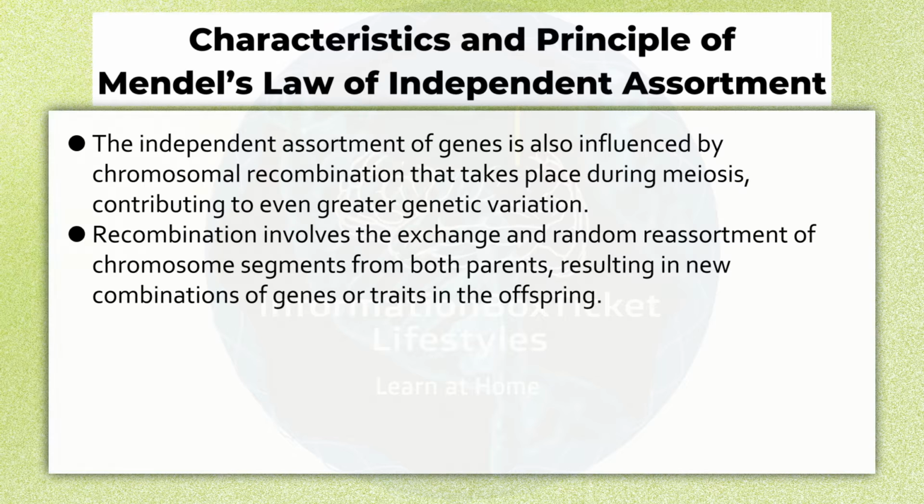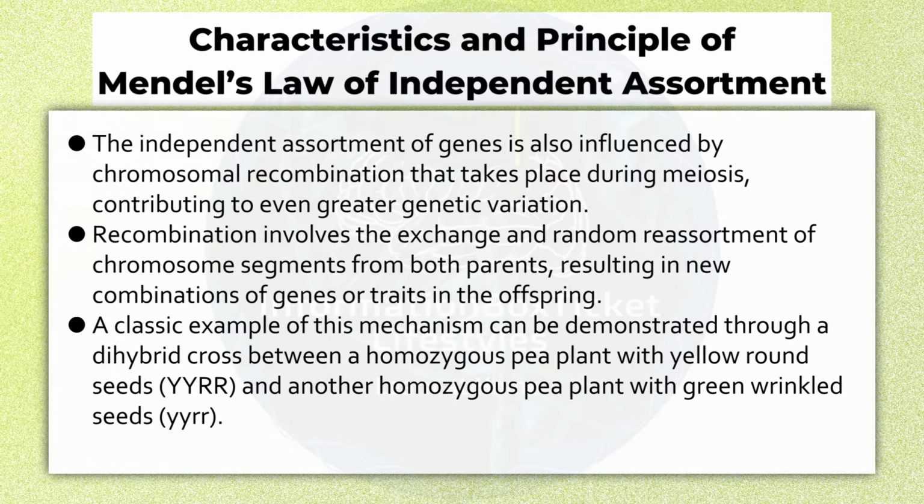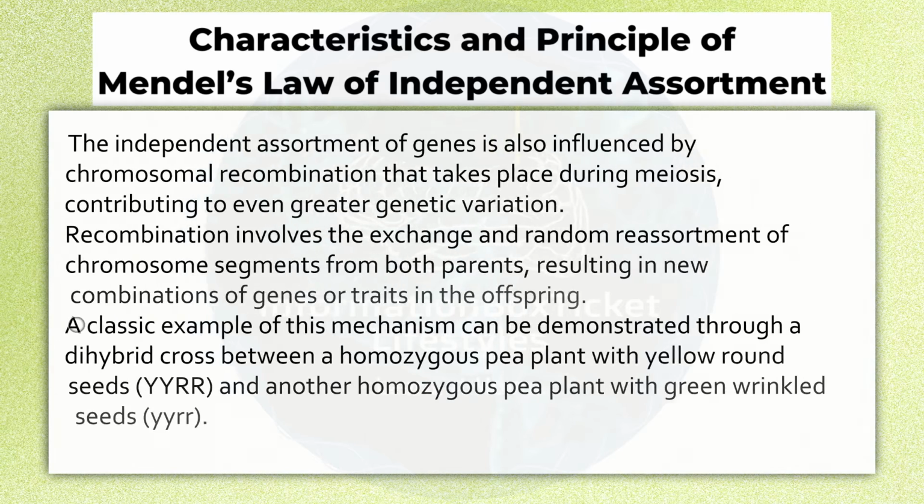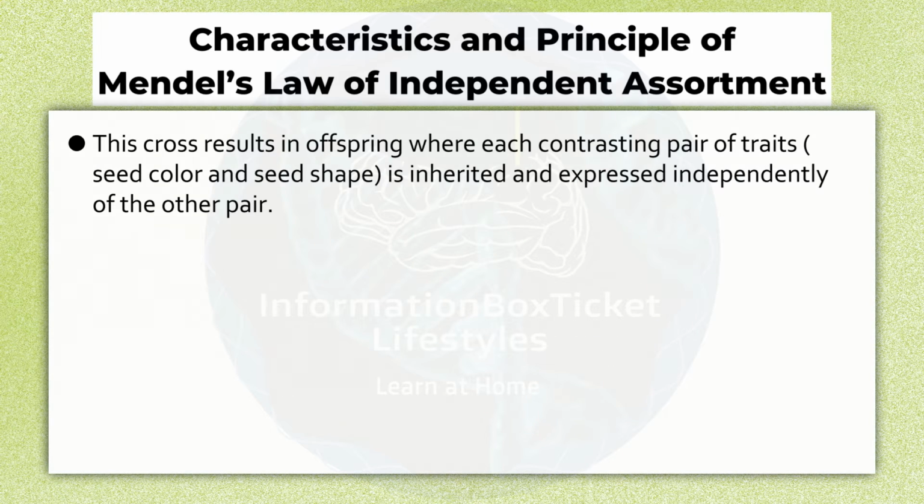traits in the offspring. A classic example of this mechanism can be demonstrated through a dihybrid cross between a homozygous pea plant with yellow round seeds, YYRR, and another homozygous pea plant with green wrinkled seeds, yyrr. This cross results in offspring where each contrasting pair of traits, seed color and seed shape, is inherited and expressed independently of the other pair.